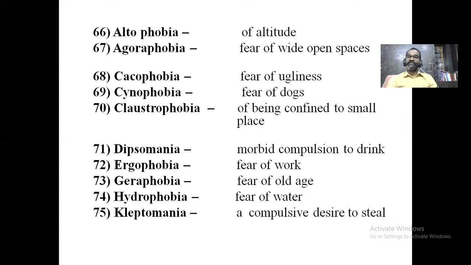And cacophobia is a fear of ugliness. Everywhere if you see some ugliness, that's called cacophobia. It would not be fine if you go around a railway station or into a compartment. That's called cacophobia. And cynophobia, fear of dogs. Some people are afraid of dogs, and that is called cynophobia.